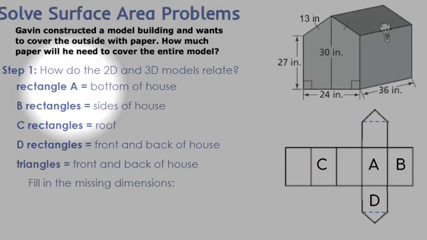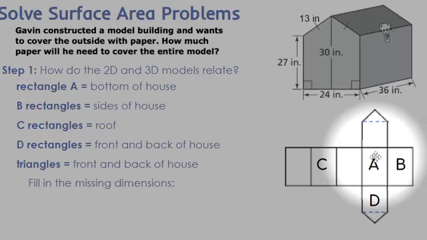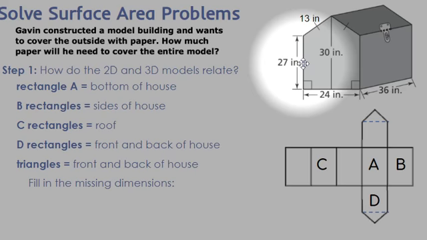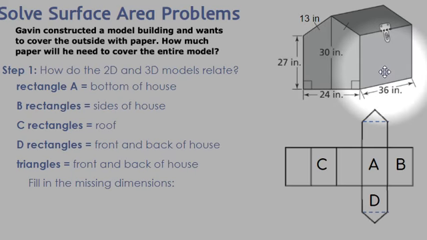So if we take a look, we have rectangle A, and rectangle A is the bottom of the house. So we can see that it's joined up here with the two sides. So the two sides, front and back, and the very bottom of the house is going to be rectangle A. Rectangles B, we have 2 of them. So we have both of the sides. So we'll have the exact same dimensions because they both have the same height and the same length.